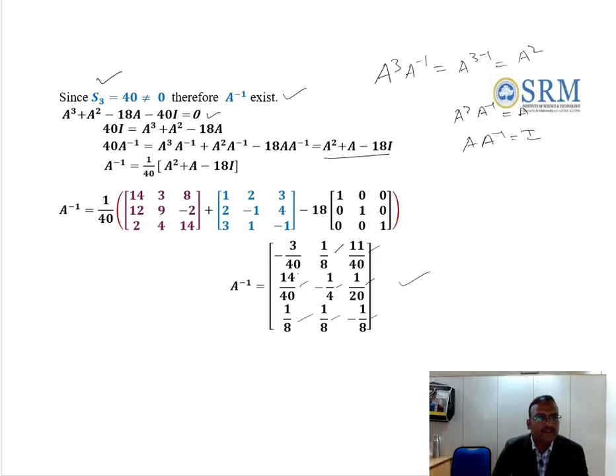Okay, so the inverse exists provided the matrix is non-singular. If it is a singular matrix, then we cannot find A inverse. In fact, A inverse does not exist for a singular matrix. What is the next thing we have to calculate? We have to calculate A power 4. Okay, so A power 4, which we can write as A cube into A square, right?